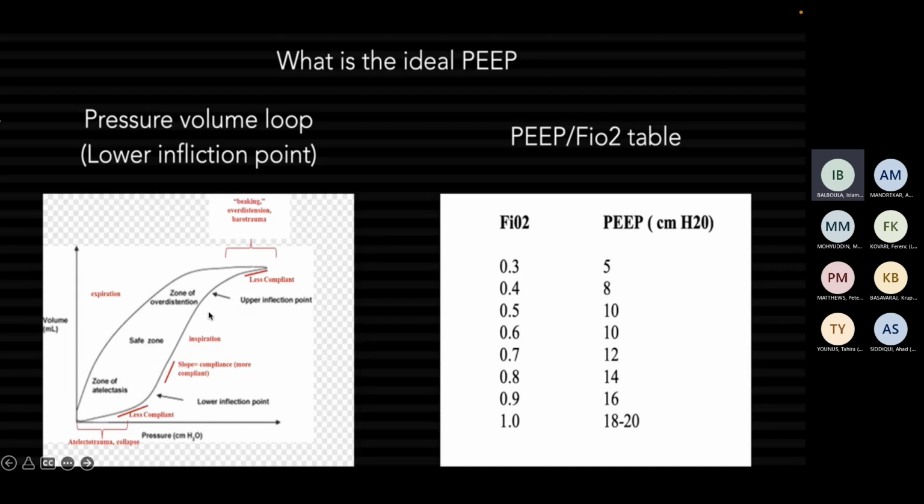To perform that, we need the patient to be paralyzed with no straining, no coughing. So it's not practical in every patient. So simply we can have the other way, with increasing oxygen requirement. With increasing FiO2, we can increase the PEEP according to this table.